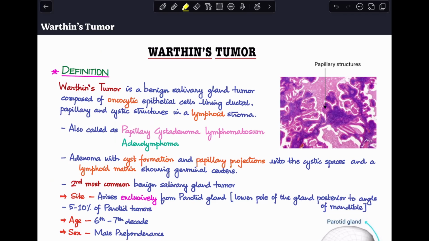Today we'll be discussing Warthin's tumor, which is the second most common benign salivary gland tumor that we have.